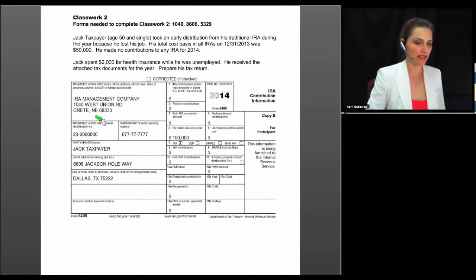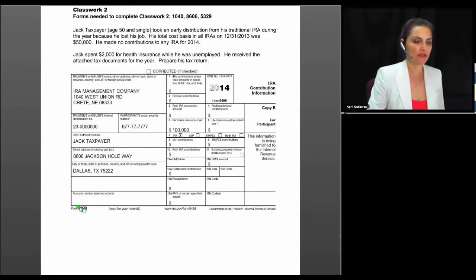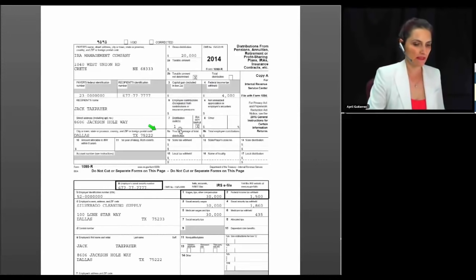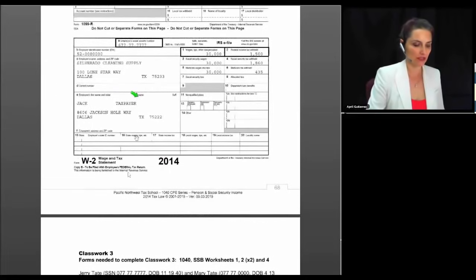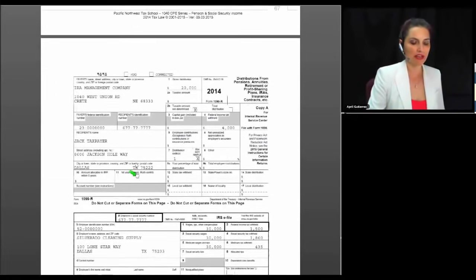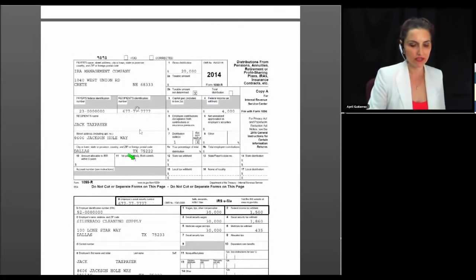Page 67, classwork number 2. Jack, taxpayer, took an early distribution from his traditional IRA during the year because he lost his job. I'm giving you a $54.98, and I'm telling you his basis in that IRA was $50,000. He spent $2,000 for health insurance premiums while he was unemployed and received the attached documents. So here's his $54.98. He has a 1099-R with the IRA box checked, and he has a W-2. Go ahead and prepare his Form 8606.